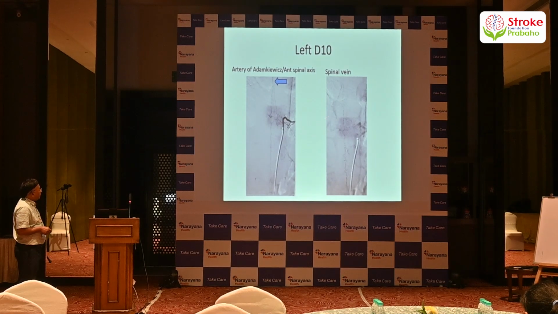This is the venous phase of the same angiogram, and we can see these are the perimedullary veins.